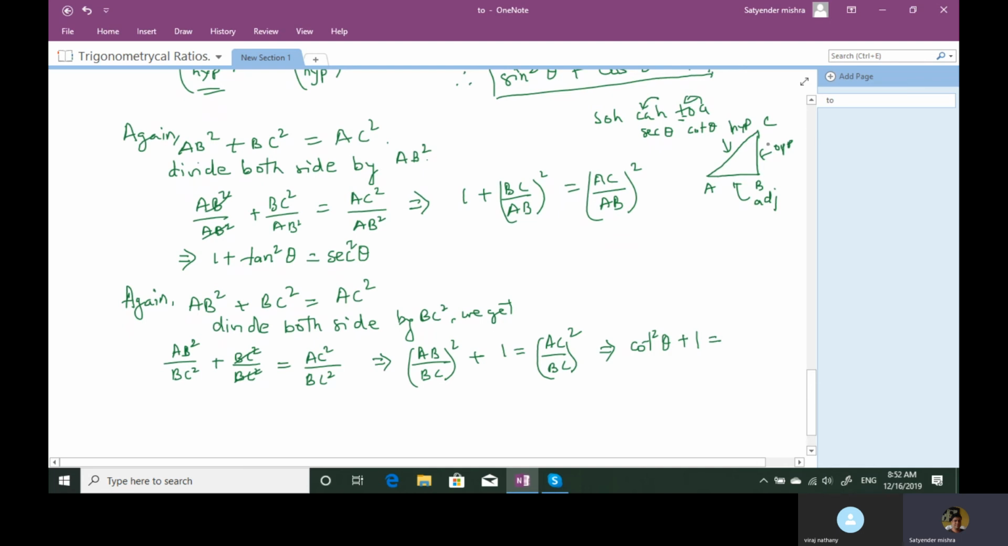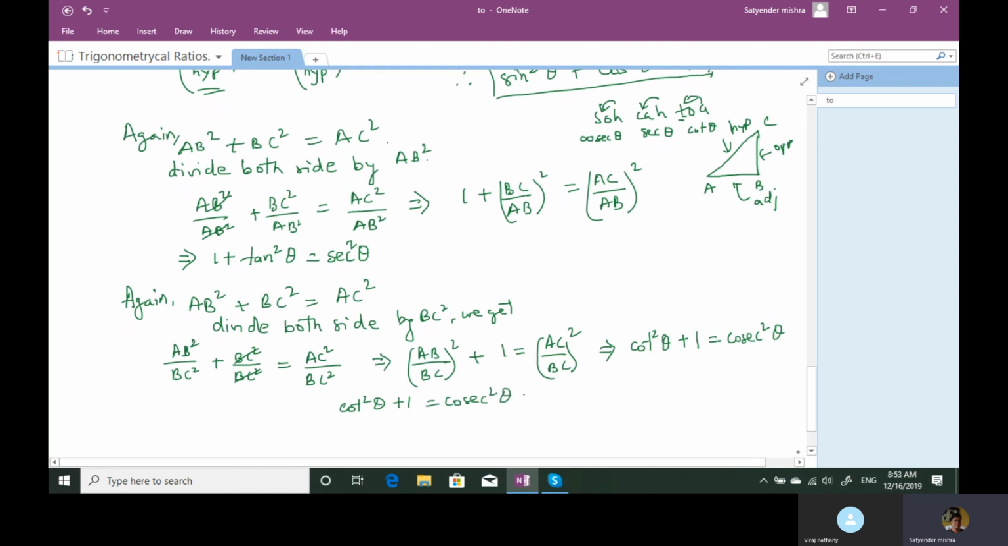So AC by BC. AC is hypotenuse and BC is opposite. So again this is reverse. So we have to apply the reverse of sine, which is cosec theta, right? So here we write cosec square theta. So we have a new relationship here, cot square theta plus 1 equal to cosec square theta.